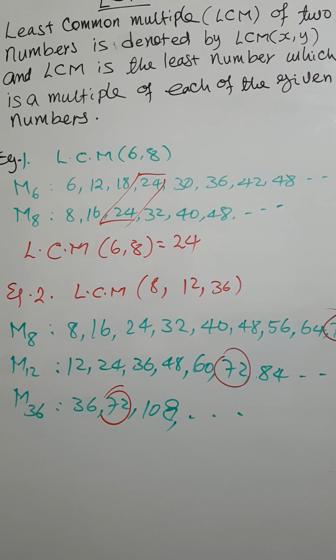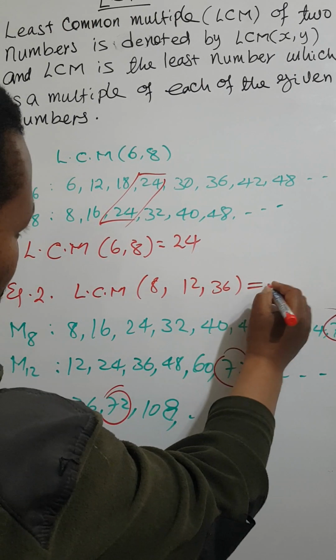Even though this is a very long method, it's better to find the common number from the bigger one. Of 8, 12, 36, 36 is the bigger one, so check the multiples of the bigger number against the rest of the numbers' multiples, so that it will be short. So the LCM of 8, 12, and 36 is 72.